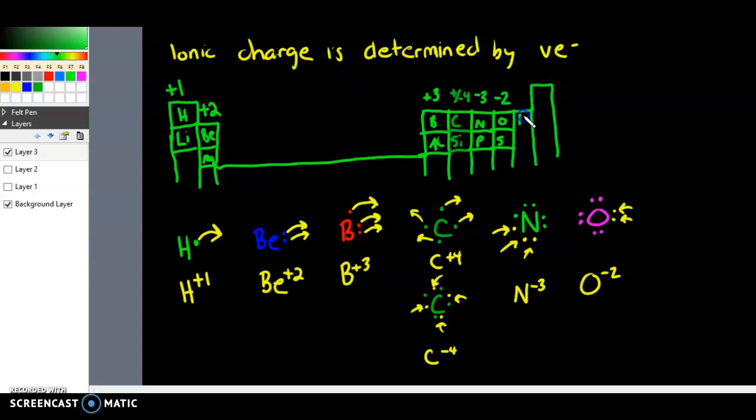Okay, then we have fluorine and chlorine. Those are -1. So fluorine has 7 already. 1, 2, 3, 4, 5, 6, 7. It needs 1 more electron right there. If it brings on 1 more negative charge, fluorine is a -1.